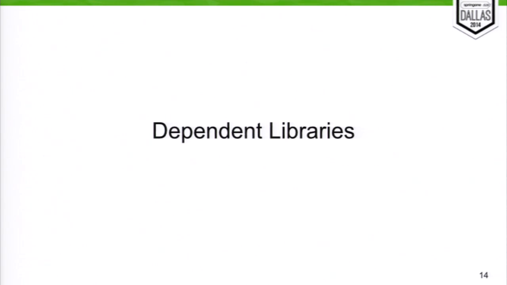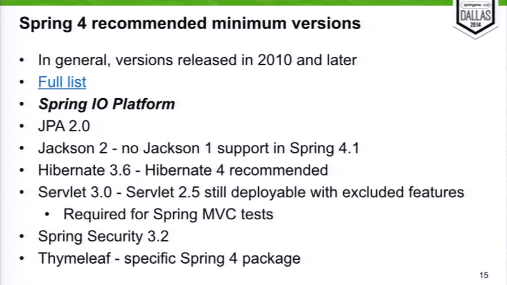Okay, so dependent libraries. In general, Spring 4 recommends the versions released in 2010 and later. Again, that's 4 years ago, which is essentially an eternity in software development terms. Link to the full list there. That actually just links to the migration docs that was in the previous slide.